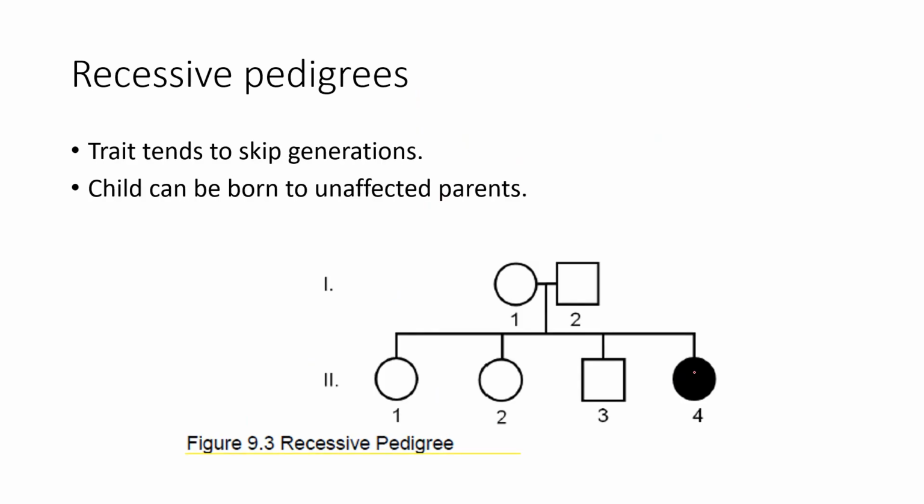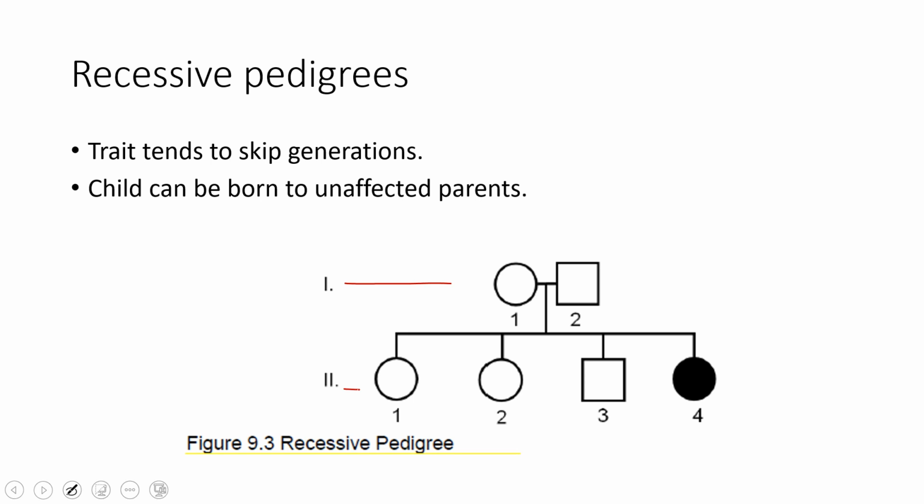Okay. There are 3 different inheritance patterns that we expect you to be able to recognize when you're looking at pedigrees: dominant, recessive, and sex-linked. We're going to start by talking about recessive. If you look at a recessive pedigree, the trait that you're looking at or the disease that you're looking at tends to skip generations. So notice nobody in generation 1 had the disease, but somebody in generation 2 did.